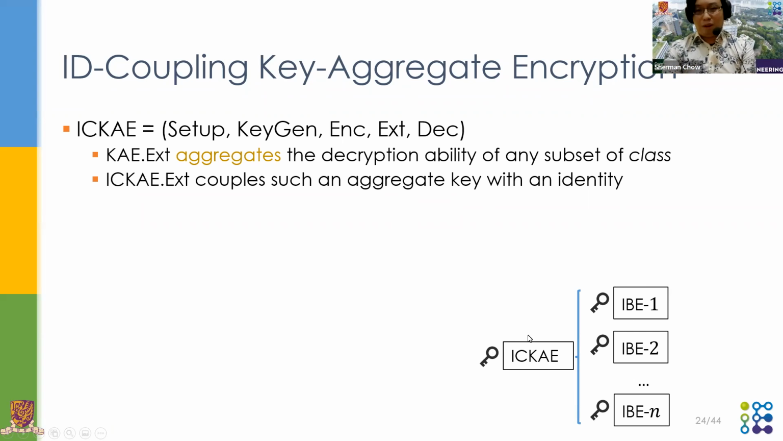So yes, before I talk about this connection, for ICKAE, the power is that we can produce a constant size private key such that it encapsulates the decryption power of class 1, class 2, up to class n. That can be any arbitrary subset.